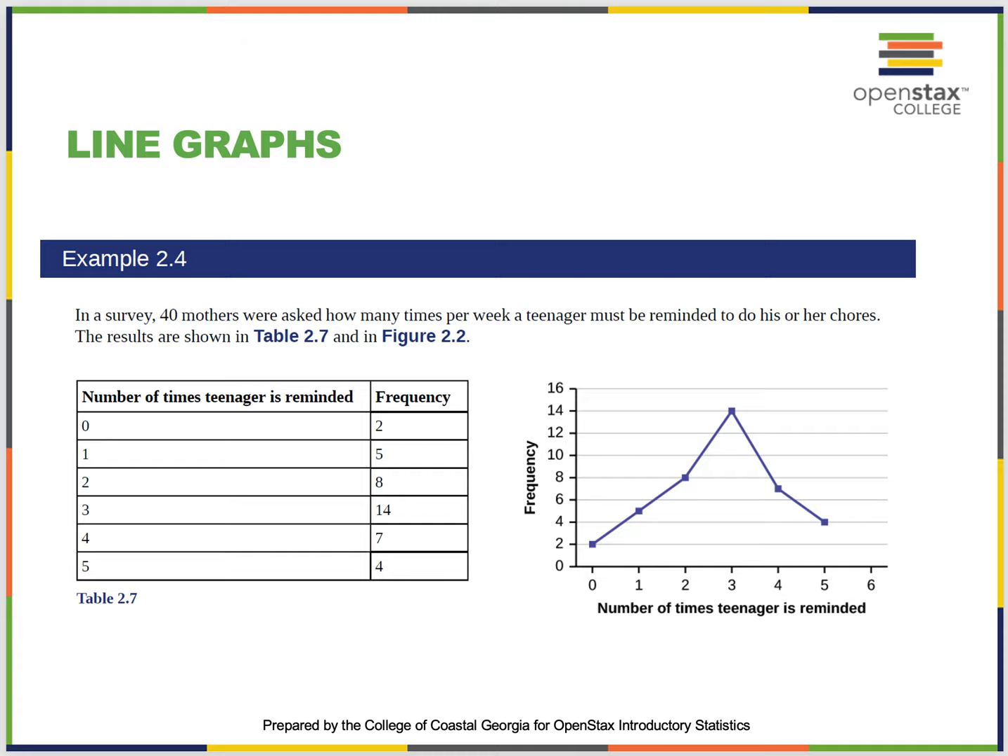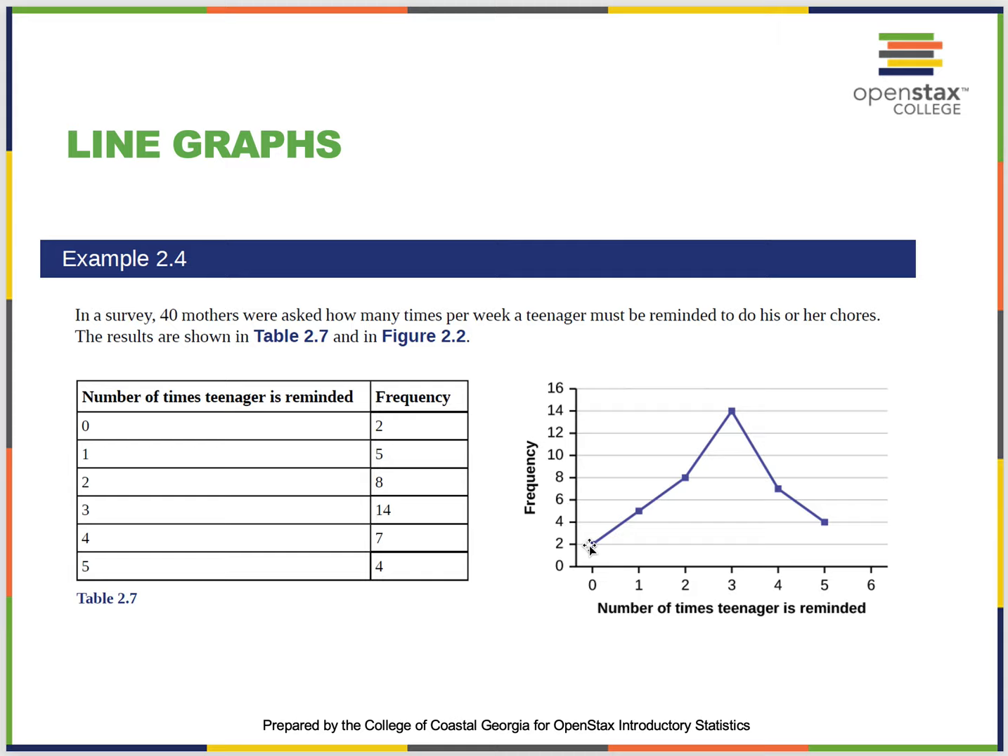They were asked how many times per week a teenager must be reminded to do his or her chores. So how many times do they have to be reminded? From 0 to 5 times. And here's the frequency of the 40 mothers: 2, 5, 8, 14, 7, and 4.